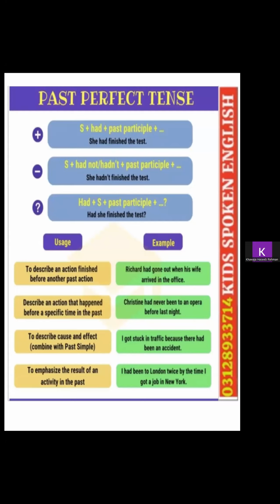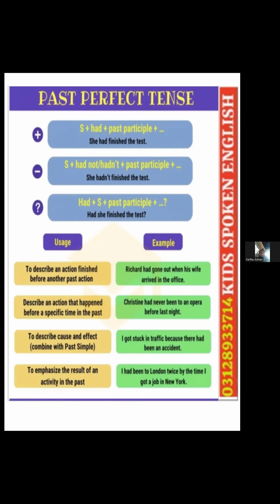Past perfect tense is used to describe cause and effect combined with past. Okay, so dear students, I got stuck in traffic because there had been an accident. It means an accident had happened earlier and I got stuck in traffic because the traffic stopped due to it.